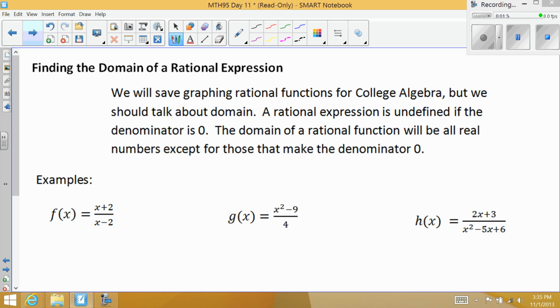Some of these you can just get by looking at, but what I like to do is grab the denominator and say I don't want the denominator to be 0. And then I solve, and I get that x cannot be 2. So my domain for this particular rational function is all real numbers except for 2.